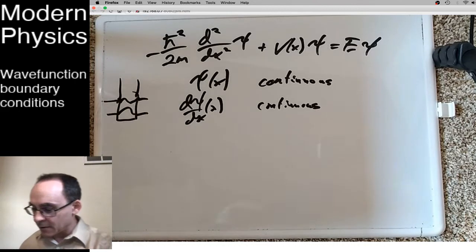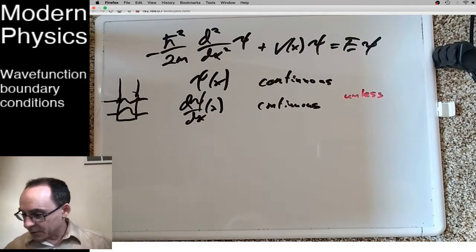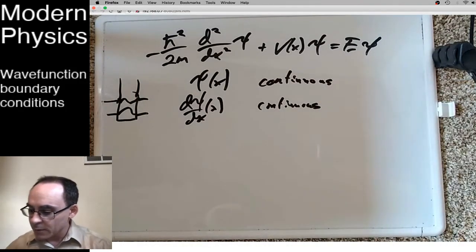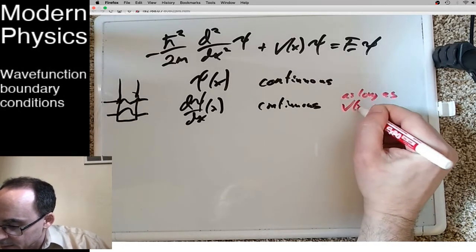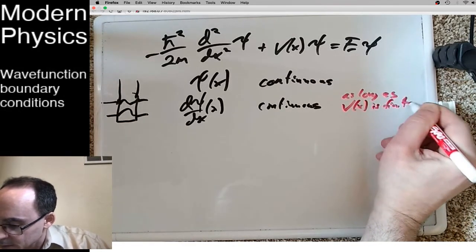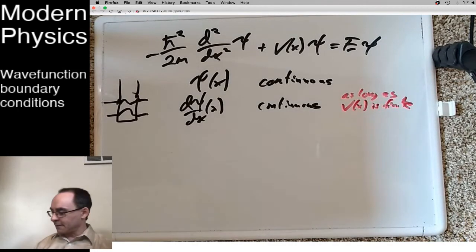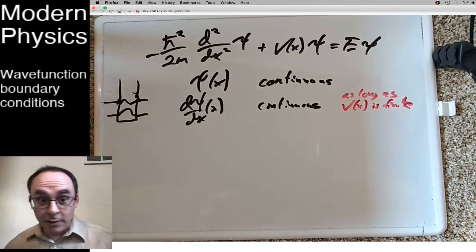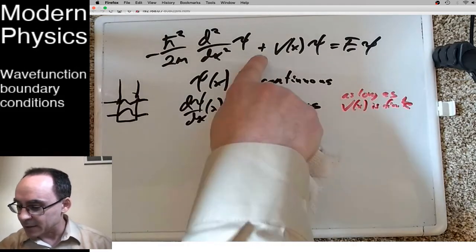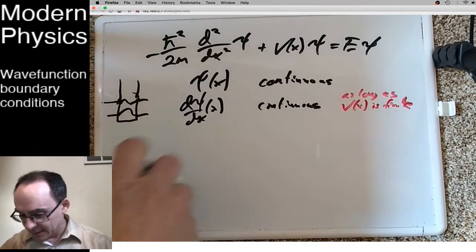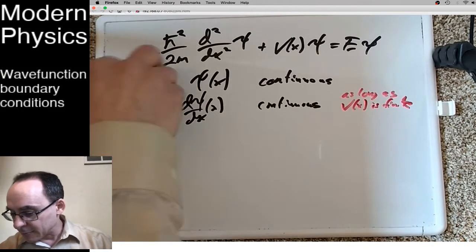So the exception here is, or actually I should write it this way, we want the first derivative to be continuous as long as V is finite. That's the little caveat that we have to put in there. Most other cases, though, will have that. But for that infinite square well, the potential is infinite. That's what lets us escape, because we have basically an infinity there that lets our whole differential equation blow up anyway.